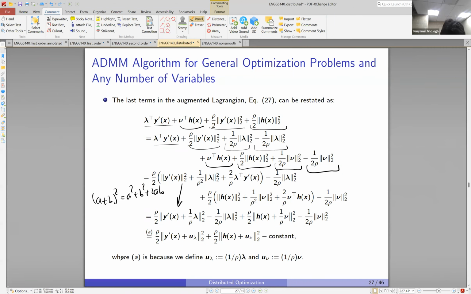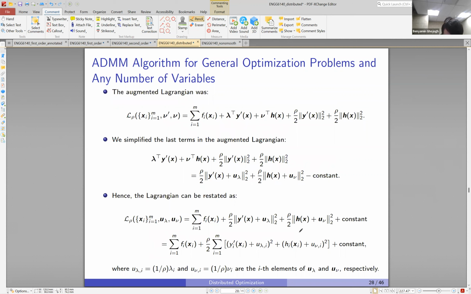So now here, I have another change of variable, similar to what we did before. 1 over rho times lambda, let it be u lambda, change of variable. 1 over rho nu, let it be u nu. So I replace this with this, and this with this. And also these terms are constant with respect to x1, x2, x3, and so on, so they can be dropped.